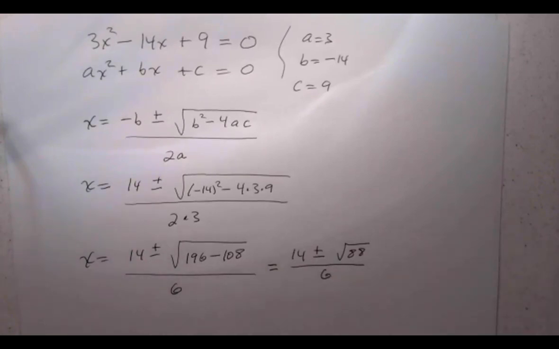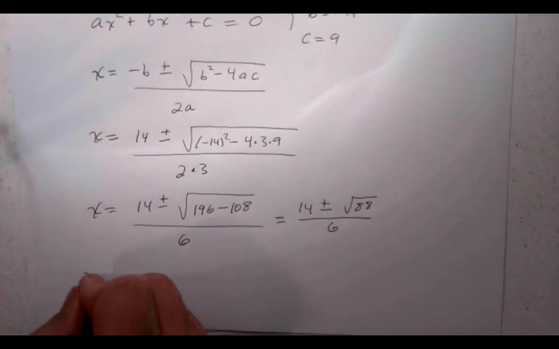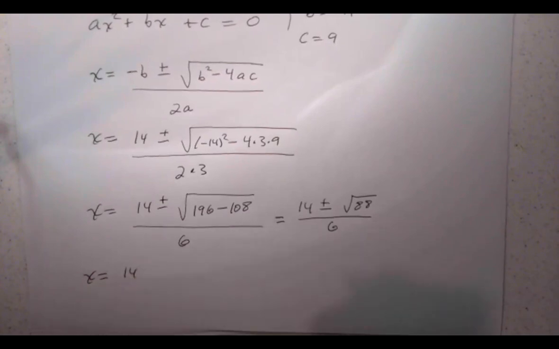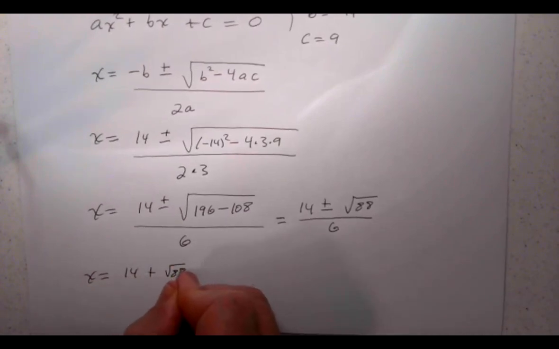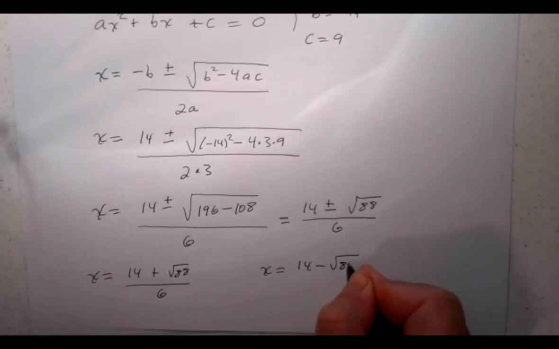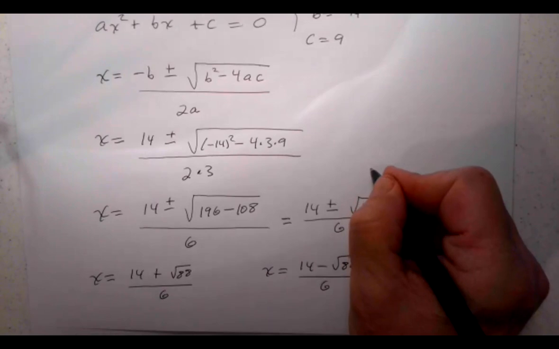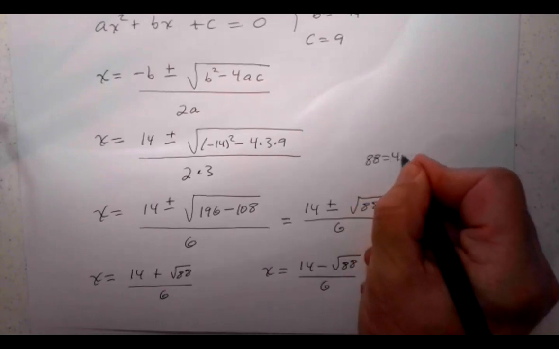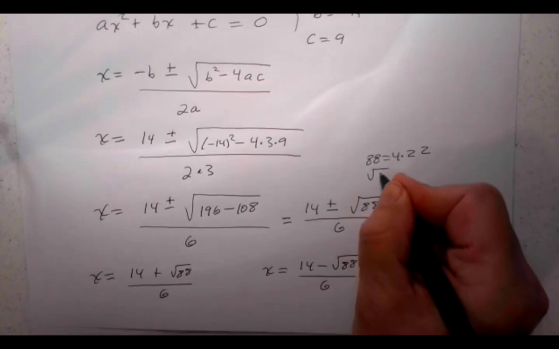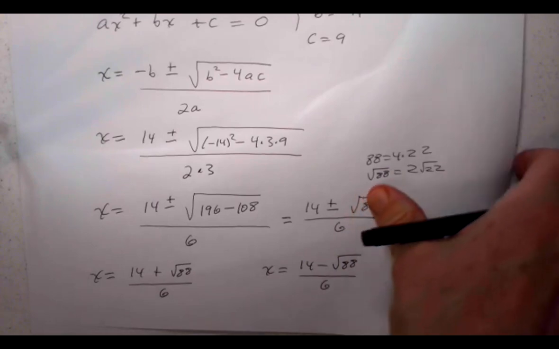Now, I could certainly simplify that because I can pull out a 4. That's 4 times 22. That's 2 root 22. But all I want are decimal approximations. So x is 14 plus root 88 over 6, and I'm going to get a decimal approximation for that. And x is 14 minus root 88 over 6. Again, root 88 is 4 times 22. So if you want to make this a little prettier, root 88 is 2 root 22, and you could reduce the fraction. Maybe I should do that. Let's go to the next page.